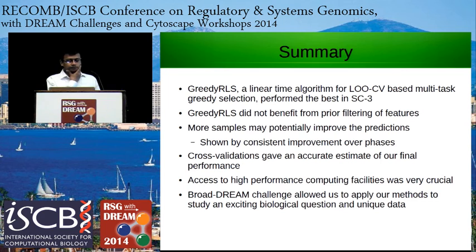To summarize, the greedy RLS, which is a linear time algorithm, has given us the best prediction in sub-challenge 3. And we did not benefit from prior filtering of features. More samples may potentially improve the predictions, as we have seen in sub-challenge 1 very clearly, and with our method in all the sub-challenges. Cross-validations have given us a very good estimate, and we have benefited from using the high-performance computing facilities of CSE, which was the institute that I mentioned in the beginning.